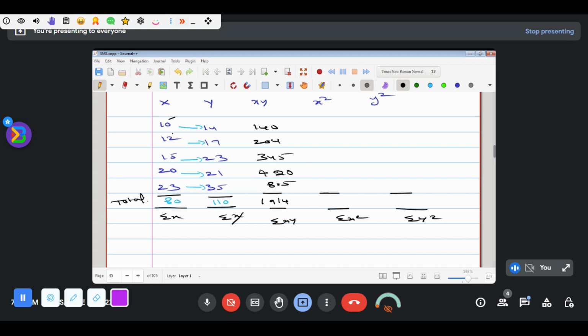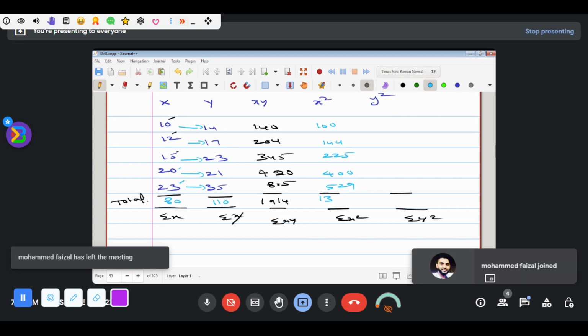So next, the calculation of x squared. X squared means 10 squared, 12 squared, 15 squared, the same way for all data. What is the x squared value? 10 squared is 100, 12 squared is 144, 15 squared is 225, 20 squared is 400, 23 squared is 529. These are the corresponding squares. Then next step, add all the data: 100 plus 144 plus 225 plus 400 plus 529. The sum of x squared is 1398.